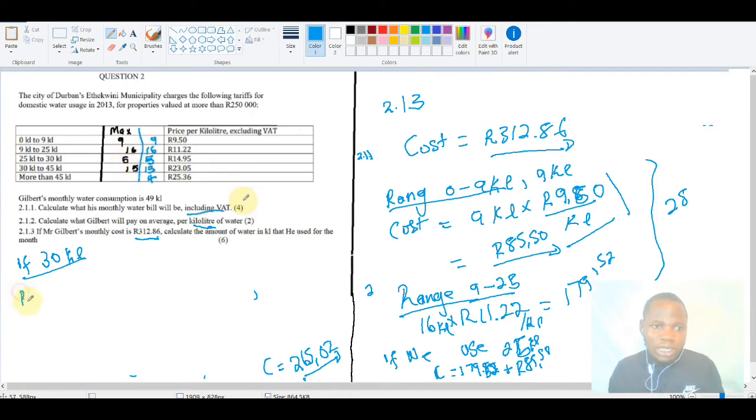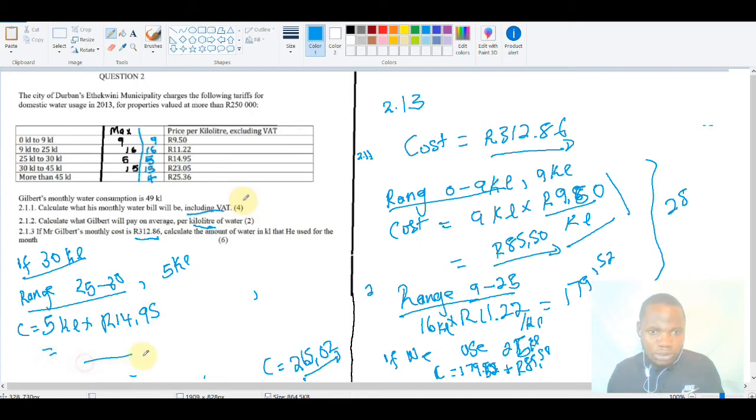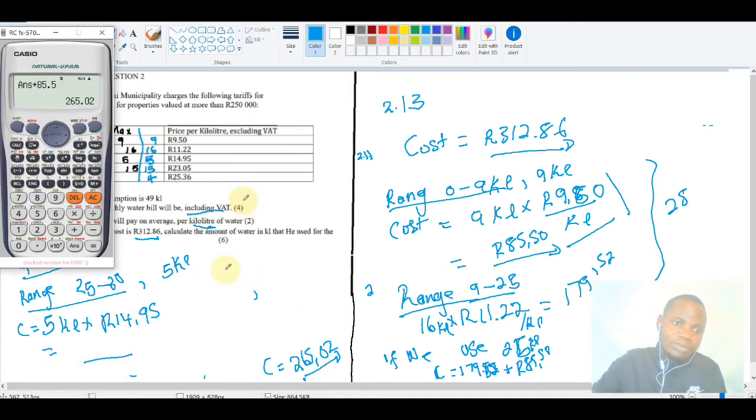So in this range, what is that range? Range 25 to 30. What is the maximum that it can be charged according to this tariff? The maximum that can be charged is 5 kiloliters of water. So you have 5 kiloliters times the tariff, which is 14.95. So what is the cost there? 5 times 14.95.